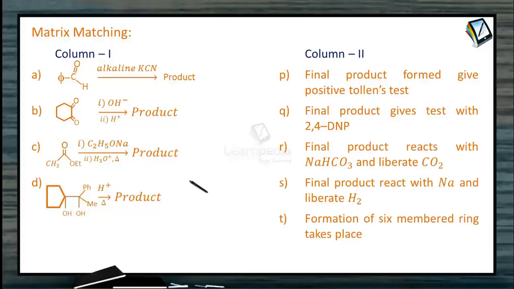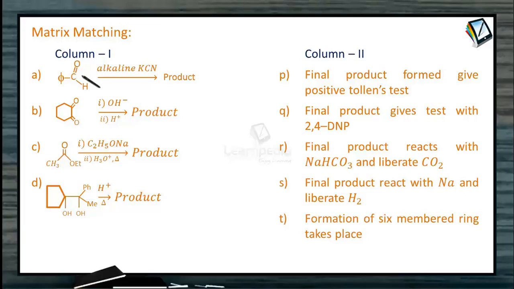We have the next one, matrix matching. In column 1, we have some reactions, and in column 2, the final product formed gives a positive Tollens test, or gives so-and-so test, that is 2,4-DNP; final lab tests are given for the product formed. So the first one we have A, benzaldehyde with alkaline KCN.